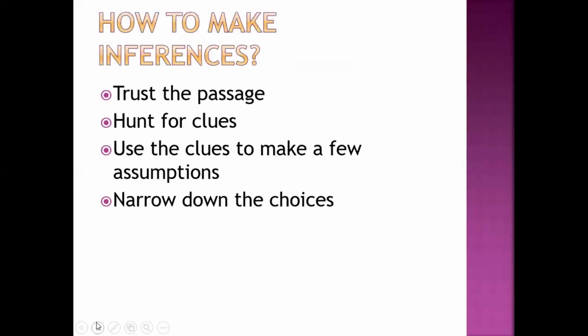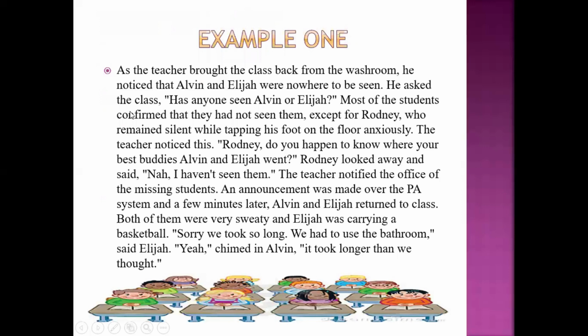So when you are making an inference, it's very important that you, 1, trust the passage or the source that you're getting the information from. 2, hunt for clues that will help you to determine what conclusion you should have. 3, use those clues to make a few assumptions. And 4, narrow down the choices for one final observation. So let's look at example 1.